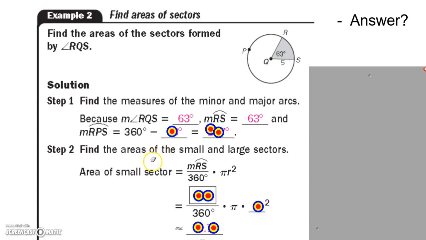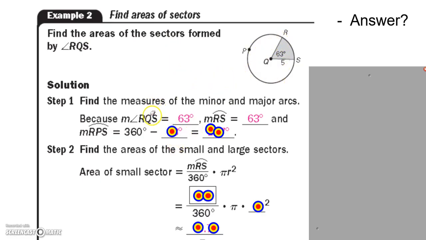Now let's work at applying this. Let's start with just finding, pretty straightforward one. Find the area of the sectors formed by angle RQS. Okay, so here we have the measure of the central angle, which is also the measure of the arc. We know the measure of the arc is 63 degrees. Find the areas of the sectors formed by angle RQS. Notice it says sectors plural, so it looks like we want both of these.